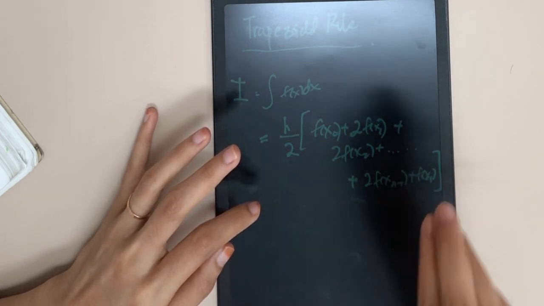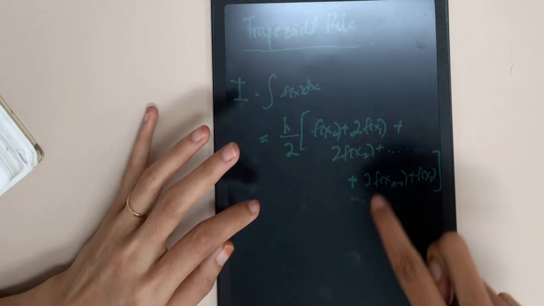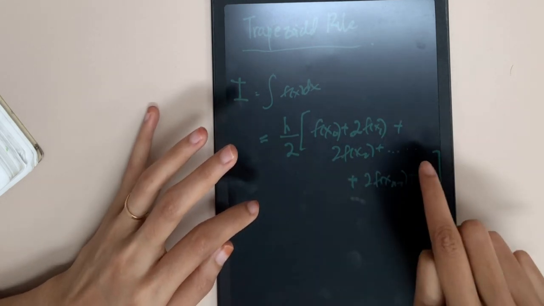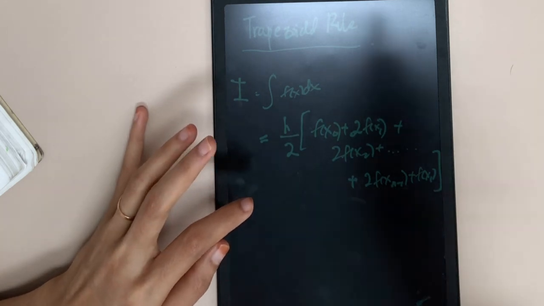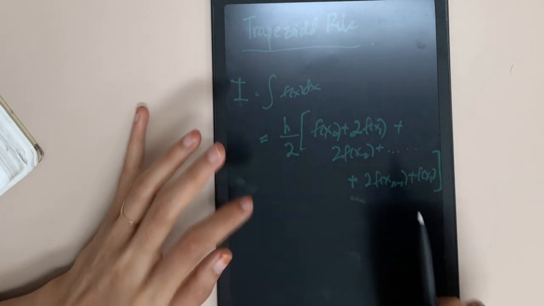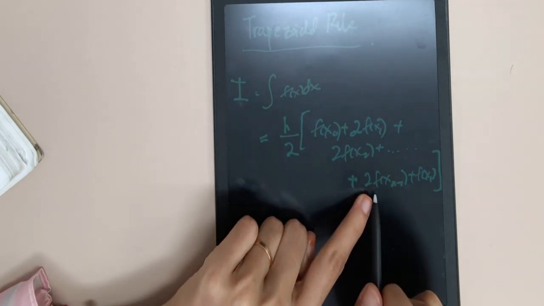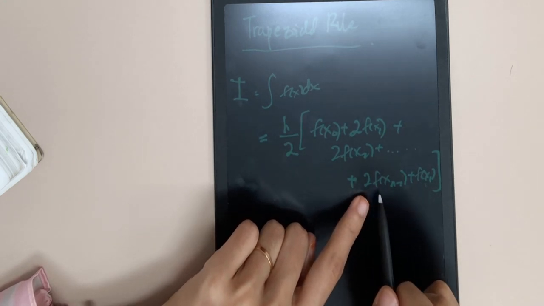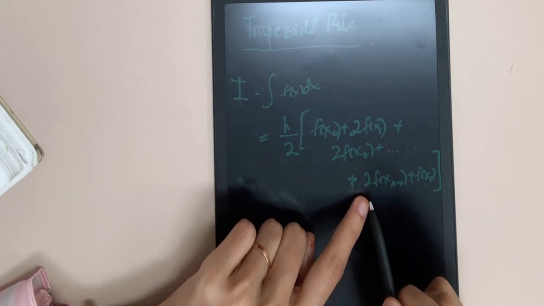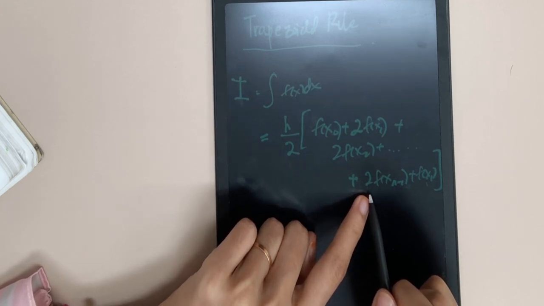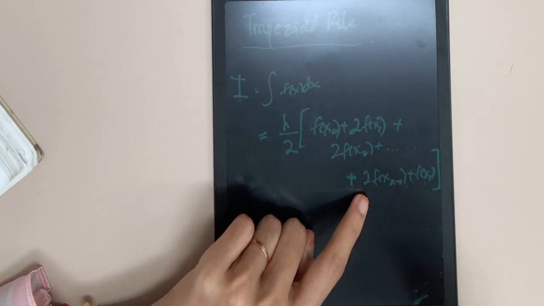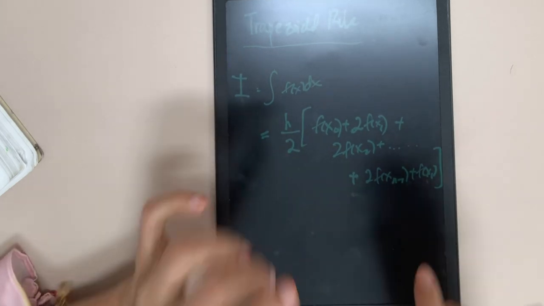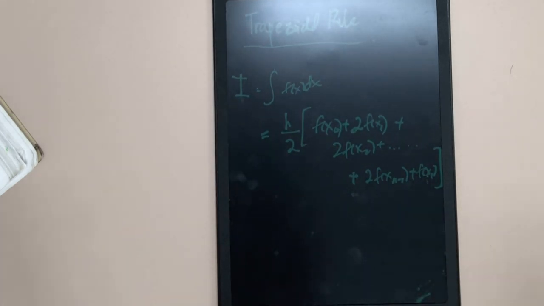If you have more data, it will be plus 2f(x3) plus 2f(x4) plus 2f(x5), and so on, until the last two. This is the last one, so before the last term, it is still multiplied by 2, 2f(x_{n-1}), where n minus 1 represents any number. So all the middle ones, I mean those between the starting and the last, between is the correct word.